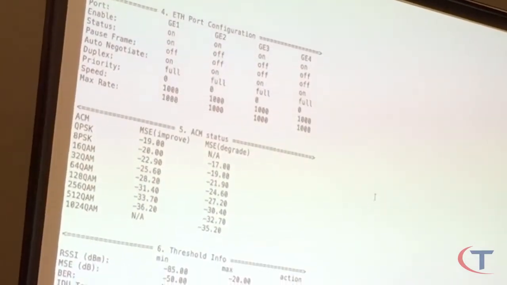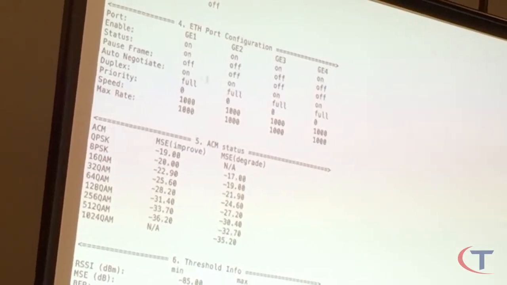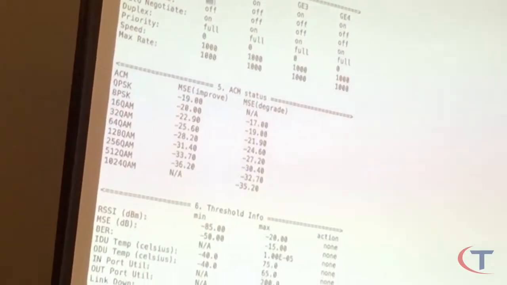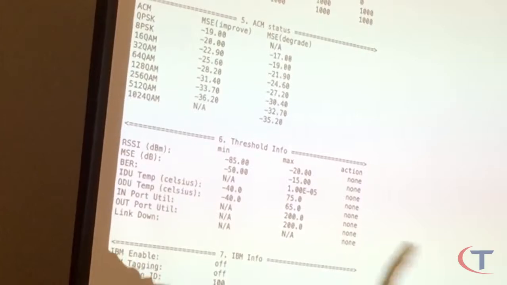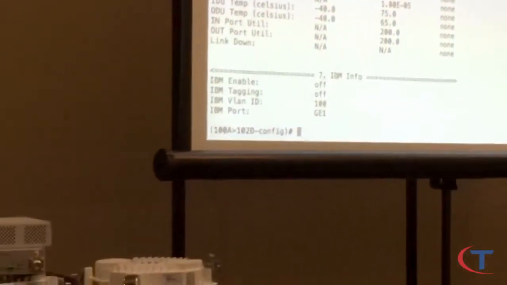Again, Ethernet port status configuration, ports 1, 2, and 3. See how status says on? That's because I have a cable connected. The other ones are all off. I don't have anything in my IDE. IBM, it's off.